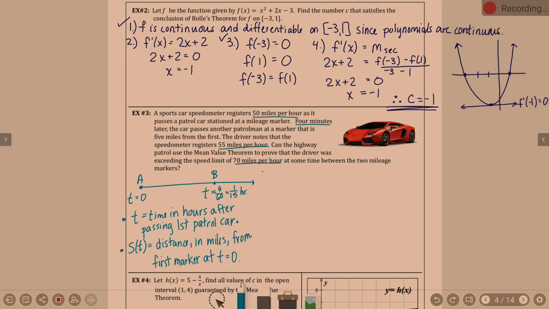Now, in order to do this, mean value theorem, right? We're talking about the mean value theorem. We're talking about the beginning and the end. How are we going to find, I guess I want to say average. How are we going to find the average here? What are we essentially finding? AROC, our average rate of change.